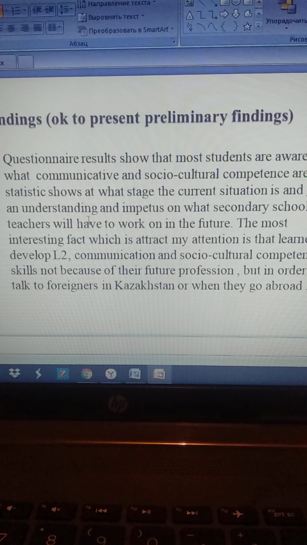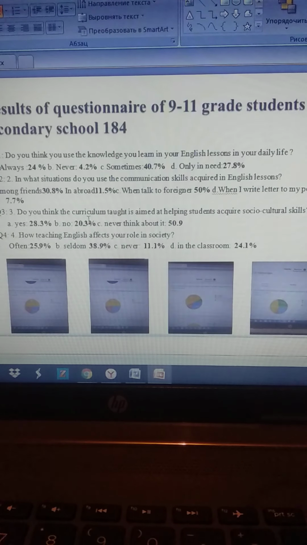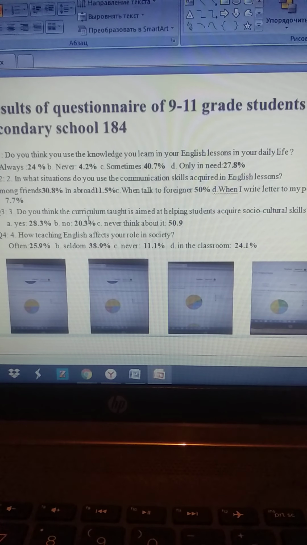Findings. In the questionnaire for students, there were 4 questions related to developing communicative and socio-cultural competence of the students, where I showed results in pie charts, also in percentage.